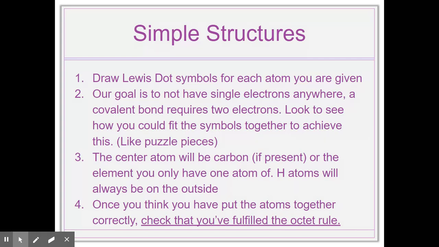Some other rules to be aware of: the center atom. We have multiple atoms now, so we need to position them correctly. The center atom is always going to be carbon. But if we don't have carbon, it's going to be the element we only have a single one of. Again, that will make more sense when we start doing these. Another thing is that our hydrogen atoms are always going to be on the outside. So our carbon will always be in the middle, and our hydrogen will always be on the outside. Once you think you've pieced these all together correctly, you want to check. Remember that we want these to fit the octet rule, so after we draw them, we want to make sure that each has 8 valence electrons.